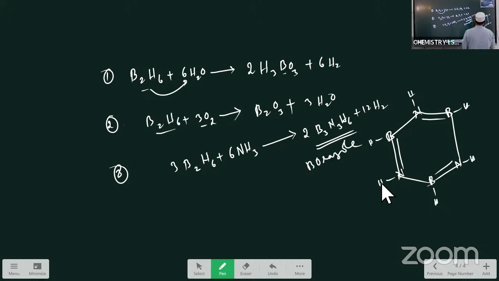B3N3H6 exactly resembles the structure of benzene, बेंजीन के जैसी स्ट्रक्चर है, इसीलिए इसको इनऑर्गेनिक बेंजीन बोल के बुलाते। What is the inorganic benzene, how is it formed, that is the VSAQ. When diborane is heated with ammonia at high temperature, we will get B3N3H6, that is called borazole or borazine. It is known as inorganic benzene because it exactly resembles the structure of benzene.